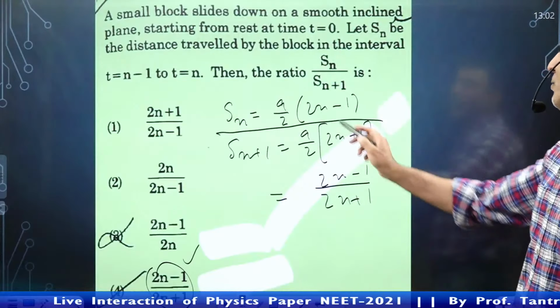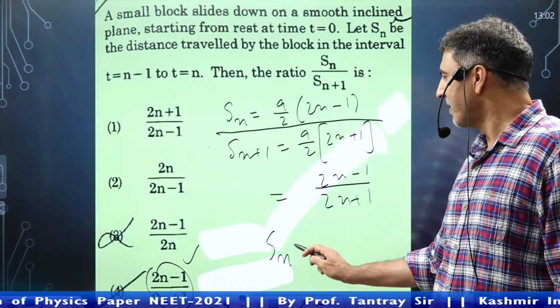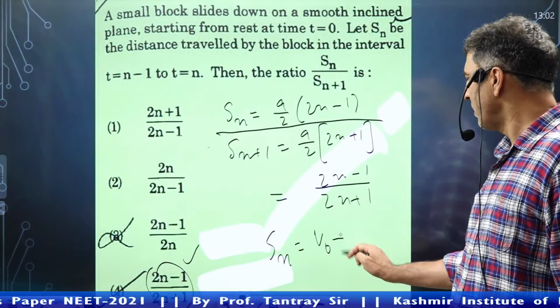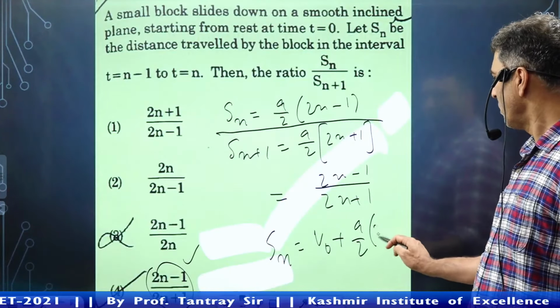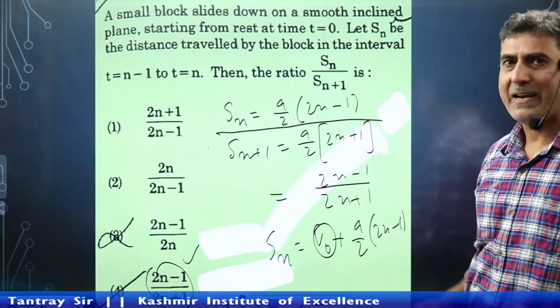Finished. So here you need to remember the formula. Of course you must remember the formula. Distance covered in the nth second is initial velocity plus a by 2 into 2n minus 1. But here initial velocity is 0, because the body just starts sliding down the incline.